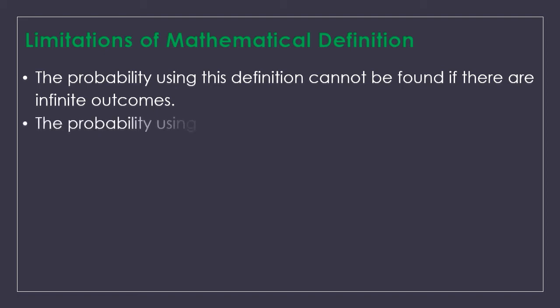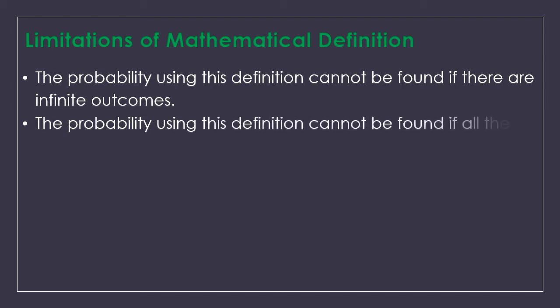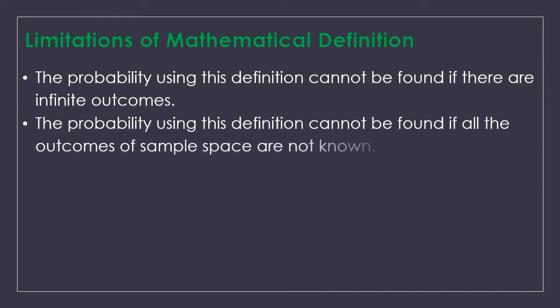The probability using this definition cannot be found if all the outcomes of the sample space are not known. Not just if all the outcomes are unknown, but even if some outcomes are not known, we cannot calculate probability, because the assumption is that all the outcomes of the sample space of a random experiment must be known. Even if a single outcome is unknown, we cannot use the mathematical definition.